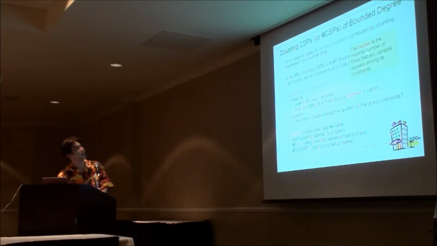The degree here means the maximum number of times that any variable appears among the constraints. Okay, so that's the degree. So we are actually restricting the entire constraint set to satisfy this degree condition. Examples of these counting CSPs are #SAT, the counting version of the satisfiability problem, the counting version of the bipartite independent set problem, and the counting version of the downset problem. Those problems belong to these #CSPs.